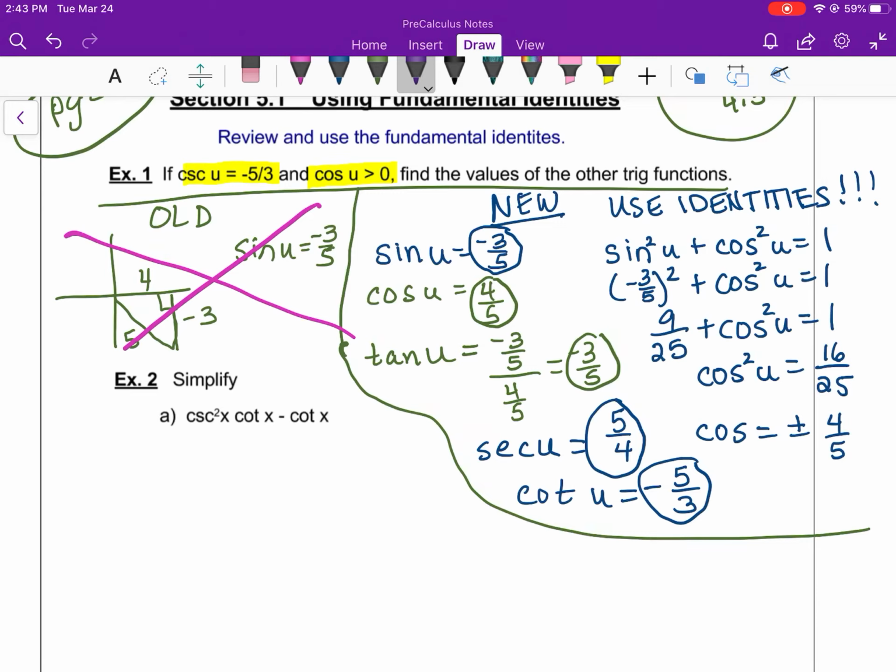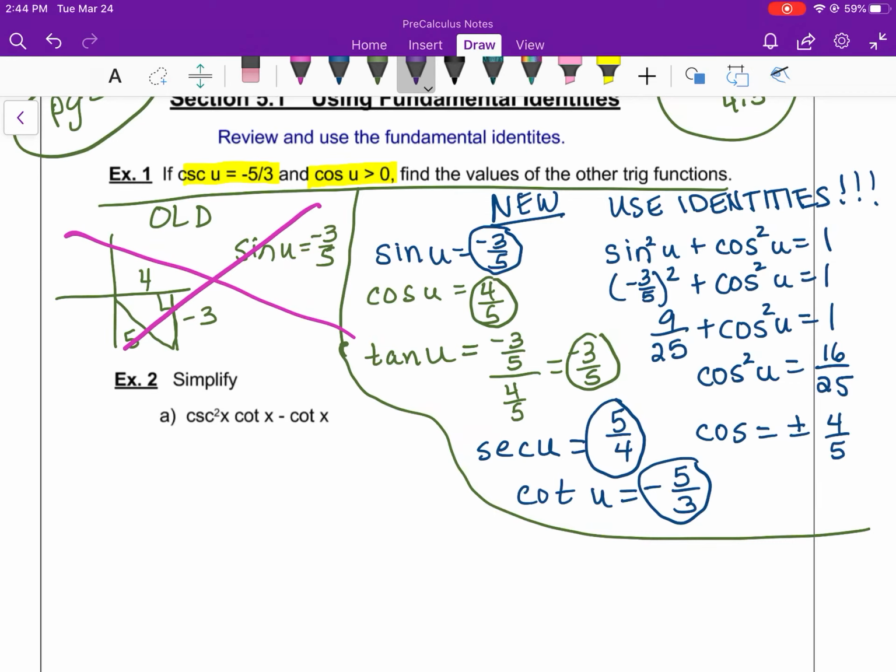The rest of this lesson is basically skill building. It's getting you ready to go into lessons 5.2 and 5.3 when we start working more with identities and proving identities. And actually in 5.3 you're going to be solving trig equations. So all of these skills are going to be crucial. The first thing we're going to do here is we're just going to try to simplify this.